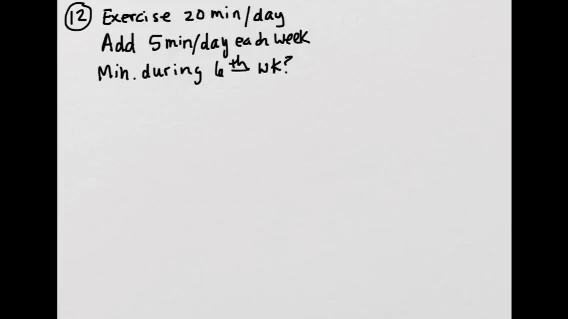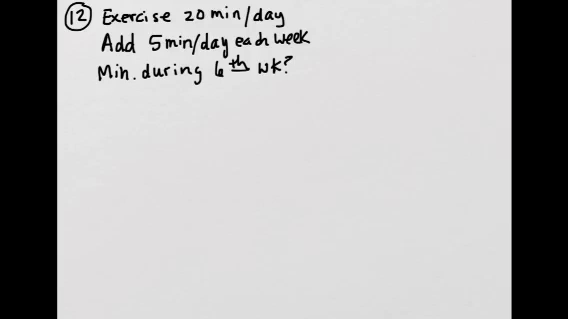All right, so for 12, you have someone who's going to be exercising 20 minutes a day, and then they'll be increasing, adding 5 minutes every consecutive week after that. The question is, how many minutes will they exercise during the 6th week? They want you to write a recursive and an explicit rule for this arithmetic sequence.